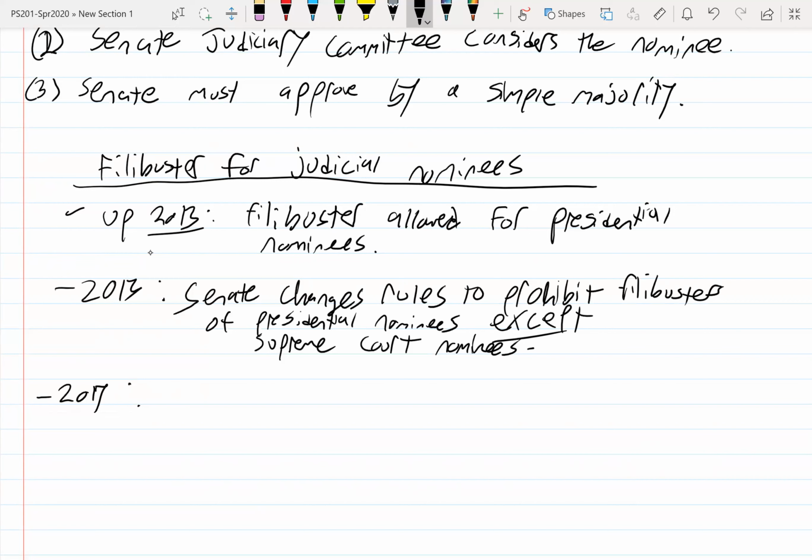Democrats in the Senate decide to try to filibuster that Supreme Court seat. So here again, they still have that option under these rules. And what happens is the Republicans in the Senate decide to take things to their conclusion and prohibit the filibuster of Supreme Court nominees as well. So in 2017, the Senate prohibits filibusters of Supreme Court nominees.